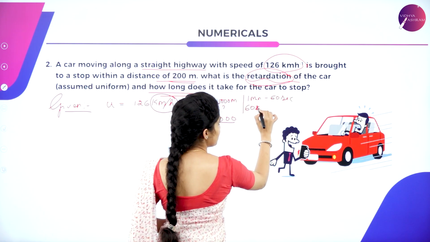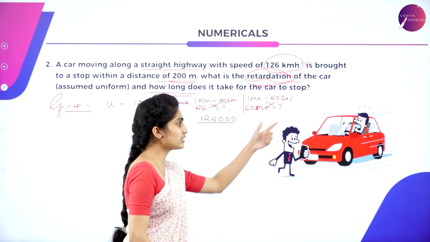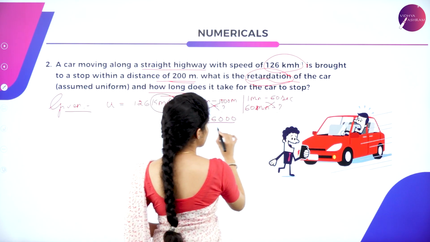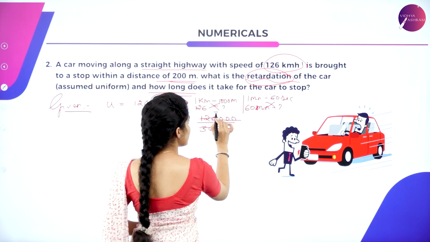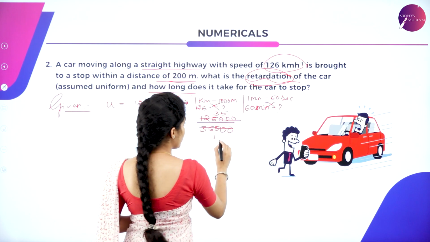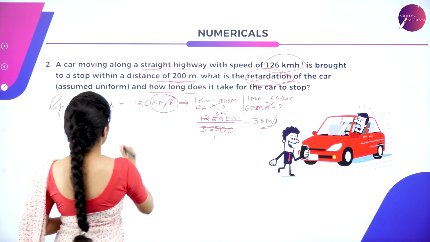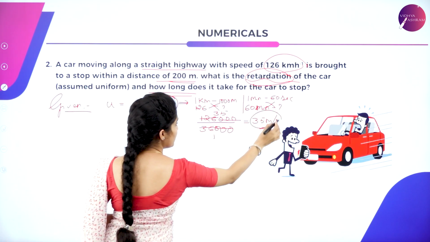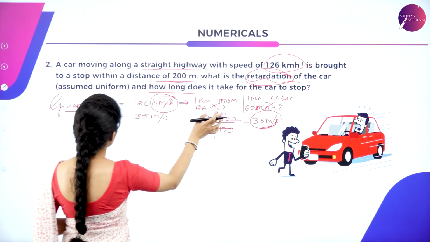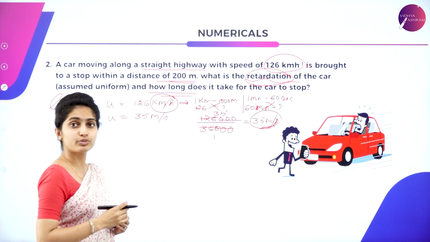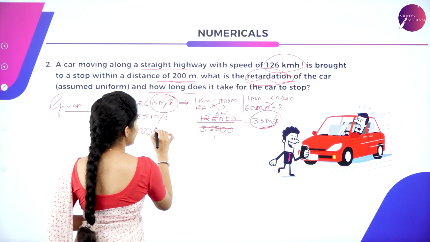So 60 minutes is how much? That is 1 hour is 60 minutes. So 60 minutes is how many seconds? So it is 60 into 60, it is 3600 seconds. So it cancels and it is 35. So you have got 35 meter per second. So your initial velocity is 35 meter per second. So u is equal to 35 meter per second, and it is about to stop within a distance of 200 meters. So distance is calculated as 200 meters.